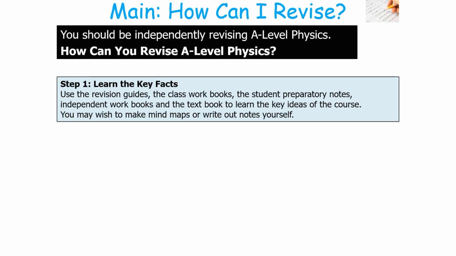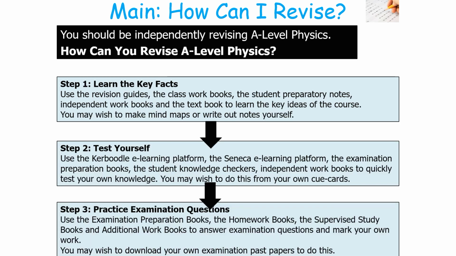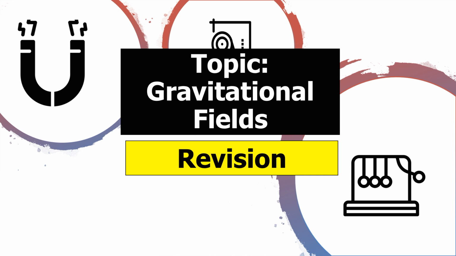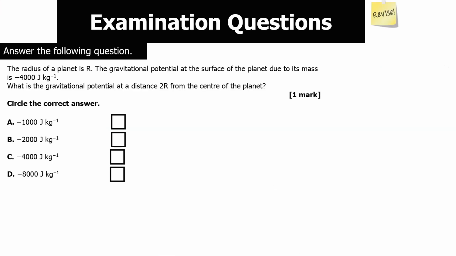So the three steps of learn the key facts, testing yourself and practicing exam style questions are how you should revise AQA A-Level Physics. So let's have a look at some questions now on the Paper 2 topics for the multiple choice section of the paper. So let's have a look at gravitational fields. The first question says the radius of a planet is r. The gravitational potential of the surface of the planet due to its mass is minus 4,000 joules per kilogram. What is the gravitational potential at a distance of 2r from the centre of the planet?